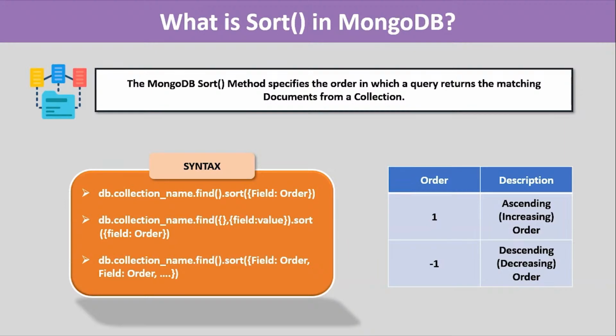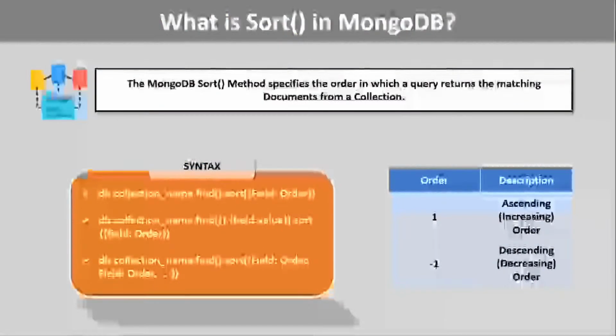If the order is 1, it will sort the records in ascending order, that is, in an increasing manner. And if you mention the order as -1, it will sort the data in descending order, that is, in a decreasing manner. So 1 indicates organizing data in ascending order, while -1 indicates organizing in descending order. So that was all about sorting in MongoDB.